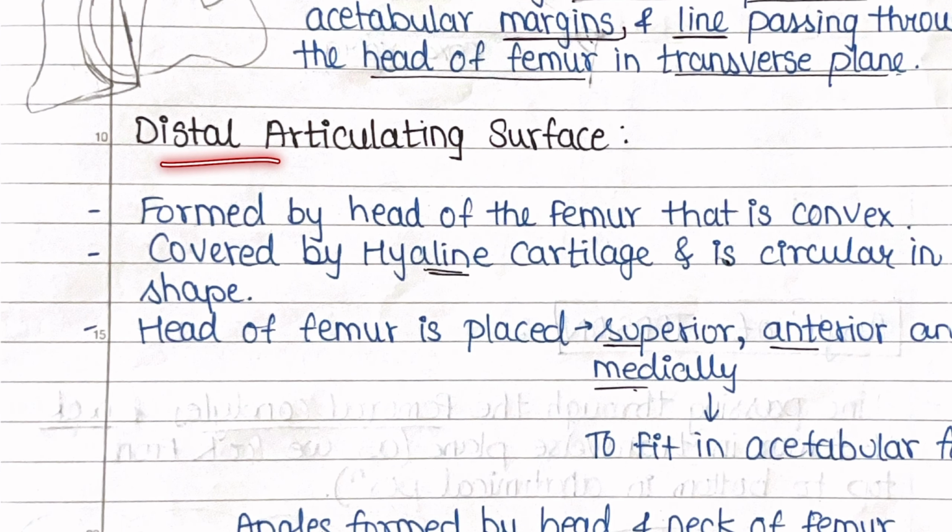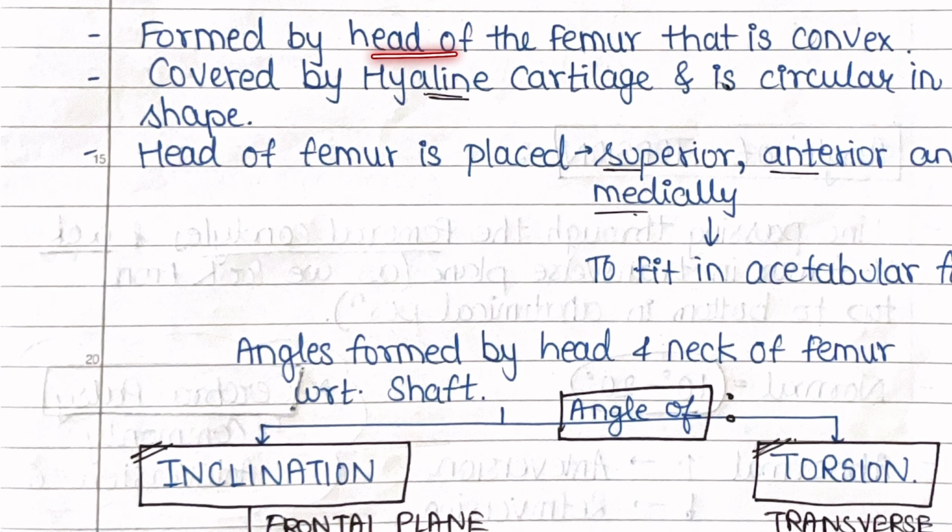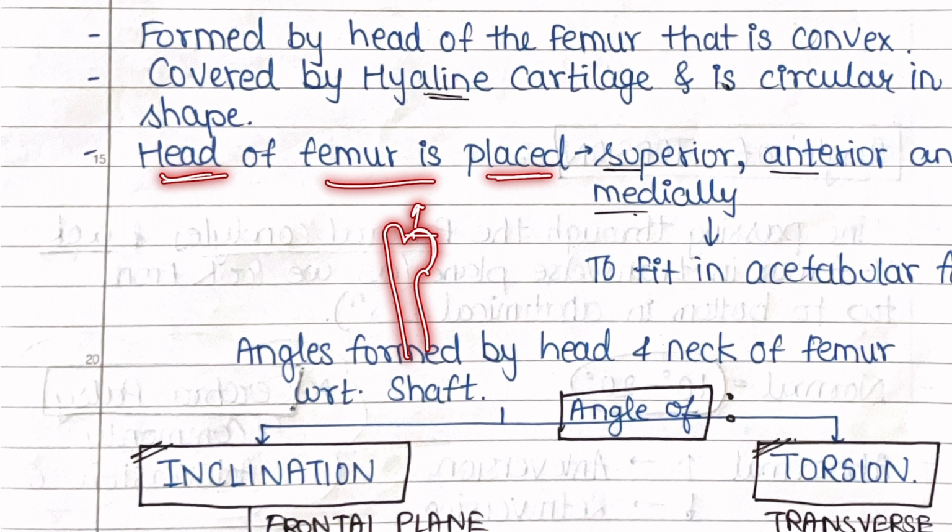Then comes distal articulating surface. Now we have completed the portion of proximal articulating surface. Now we'll see distal articulating surface. The distal articulating surface by the head of the femur is convex. The head of the femur is convex and the acetabulum was concave, covered by hyaline cartilage, and it is circular in shape. Then the head of the femur is directed superiorly, upwards, anteriorly, as acetabulum is also directed anteriorly, and medially. So it is directed medially in order to fit inside the acetabular fossa.